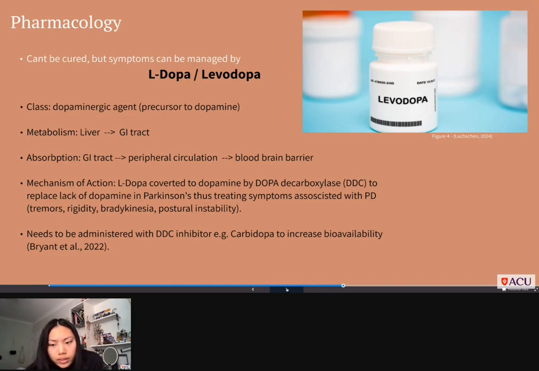The issue with L-DOPA is that there are enzymes in our peripheral circulation, like dopa decarboxylase or DDC, that try to convert it into dopamine. But we don't actually want this, because we're trying to get the L-DOPA to first cross the blood-brain barrier, and dopamine can't cross the blood-brain barrier. So a DDC inhibitor like carbidopa needs to be administered alongside L-DOPA to increase the bioavailability. There are also other enzymes, such as catechol O-methyltransferase and monoamine oxidase B, that reduce the effectiveness of L-DOPA as well. So the relevant inhibitors may need to be given to increase that bioavailability.